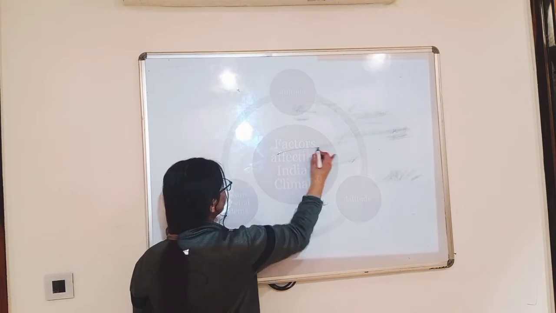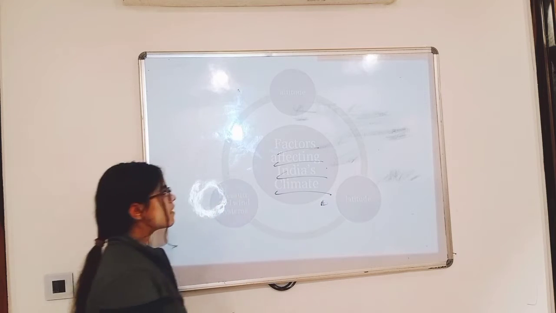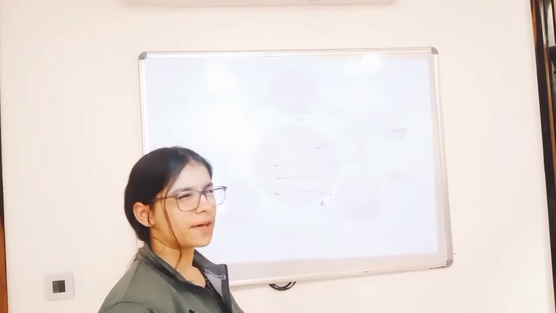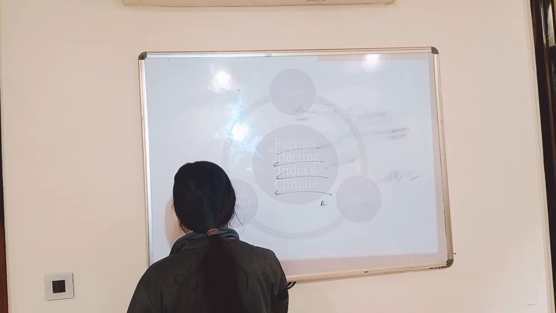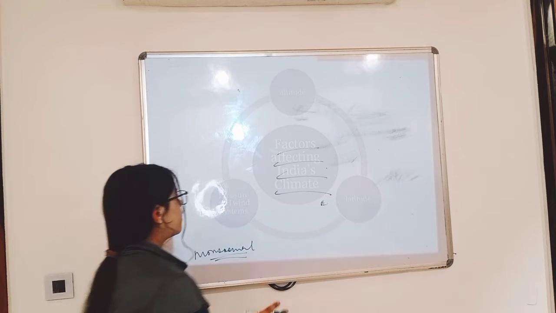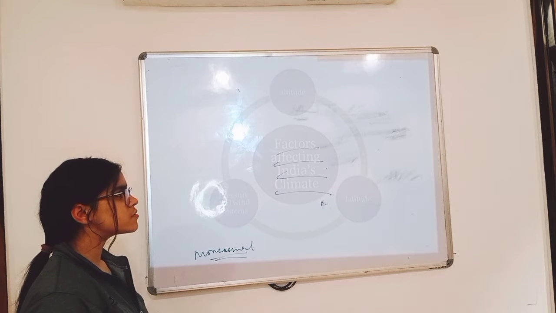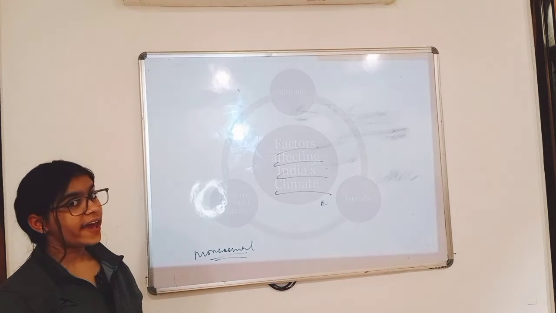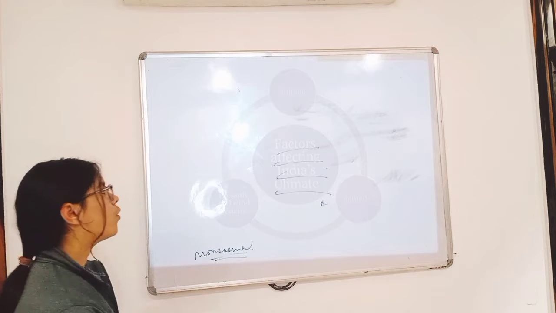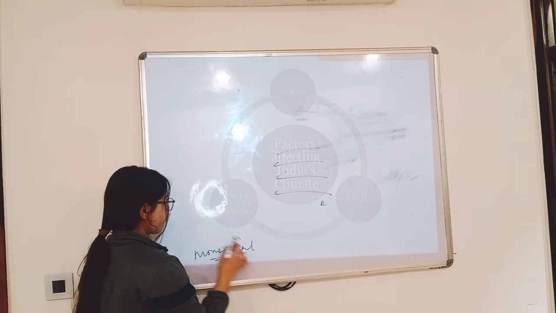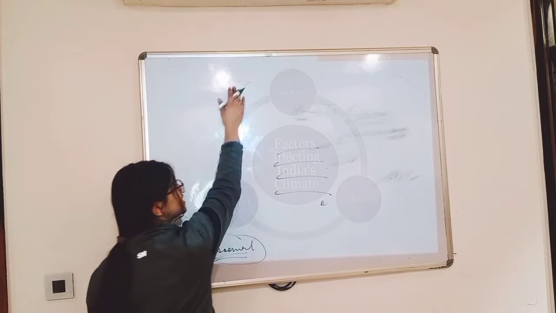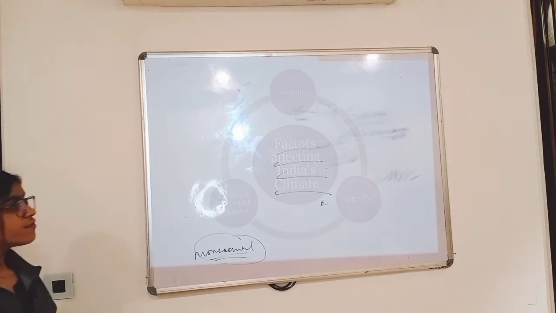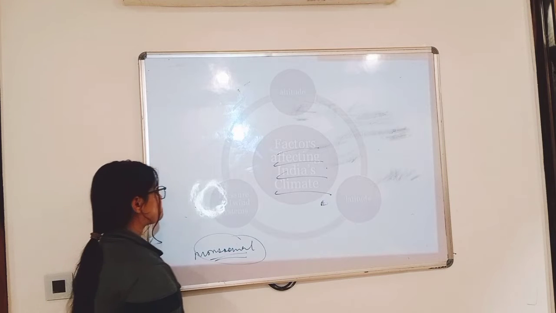So, what are the factors that affect India's climate? India's climate is monsoonal type. Why is it so? Because these three factors affect the climate of India.